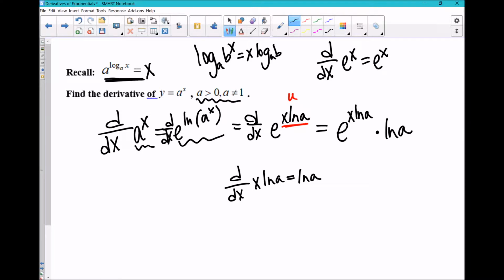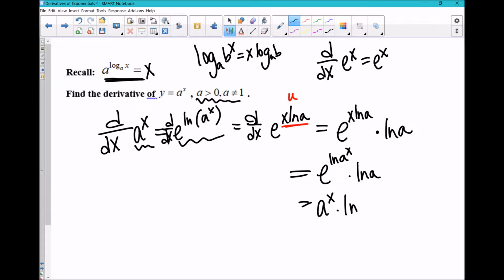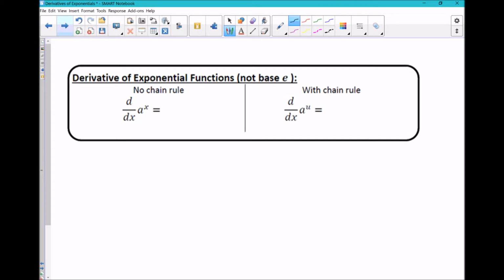Okay. Now, let me show you where to go next. Let's rewrite this again. Remember, that's the same as the natural log of a to the x, so just bringing that exponent back up. And e and natural log cancel out, and you're just left with a to the x times natural log of a. So essentially, if you take the derivative of some number to the x, you get the exact same derivative, a to the x, but then you have to multiply by the natural log of a.